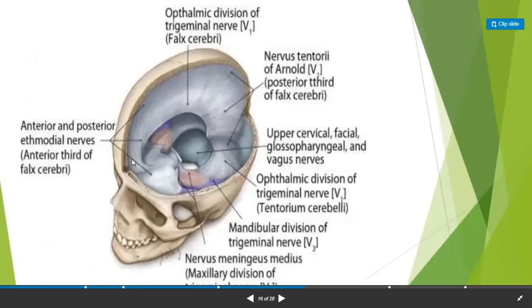So this is the summary picture of all the dural venous sinuses you are seeing. This is the falx cerebri, this is the tentorium cerebelli. Okay, here in this region we will see the diaphragma sellae.